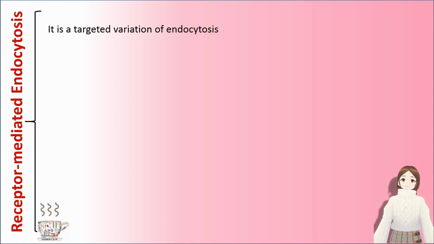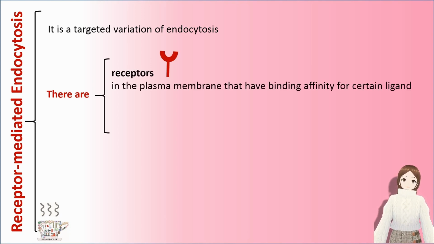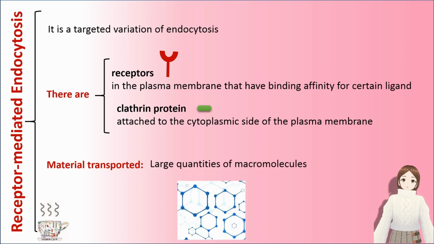It's a targeted variation of endocytosis. There are receptors in the plasma membrane that have binding affinity for certain ligands. And also there are clathrin proteins that attach to the cytoplasmic side of the plasma membrane. Material transported by receptor-mediated endocytosis is large quantities of macromolecules.